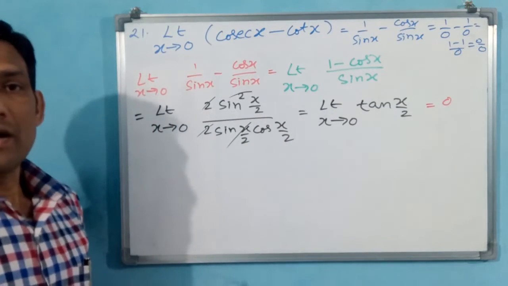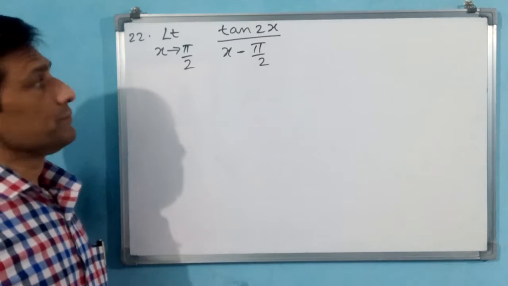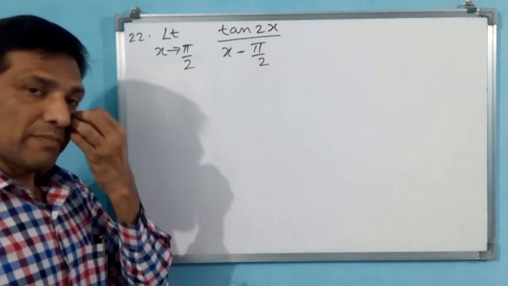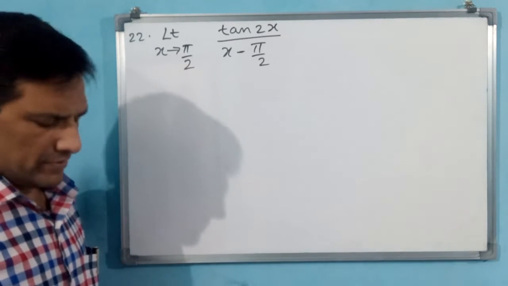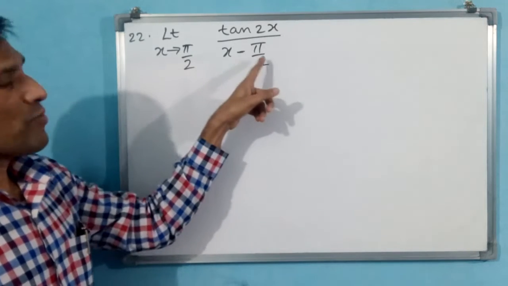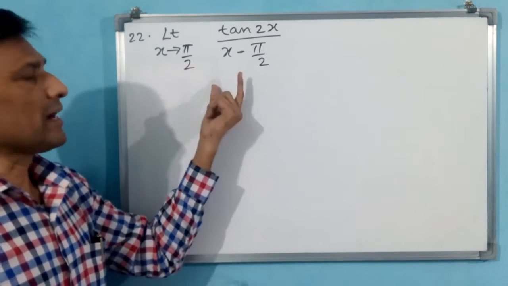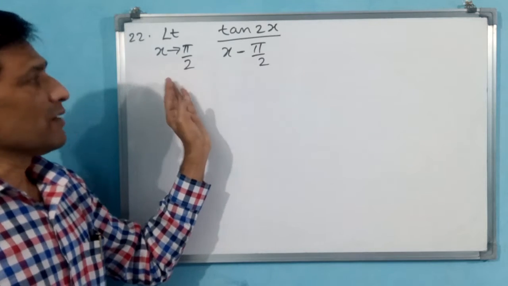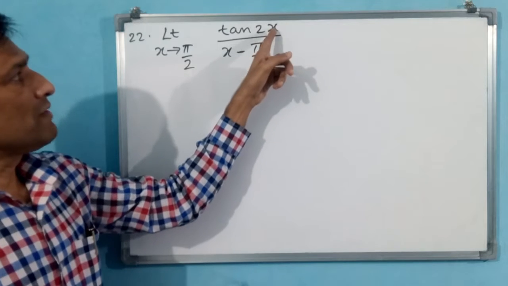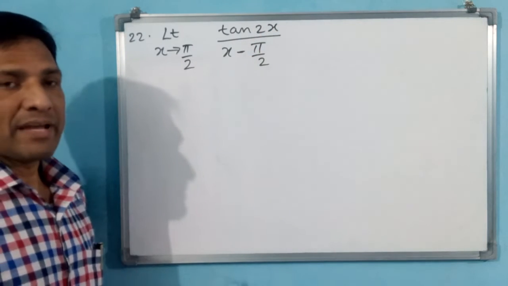Let us go for the 22nd question. See here. Limit x tends to pi by 2, tan 2x by x minus pi by 2 is the question. If you do it in the normal case and substitute x as pi by 2, applying the limit, pi by 2 minus pi by 2, the denominator is 0. Even here, pi by 2 into 2 is pi. Tan pi is what?